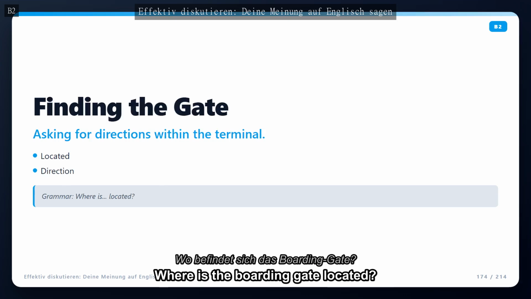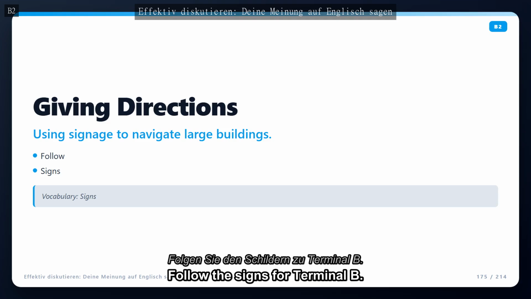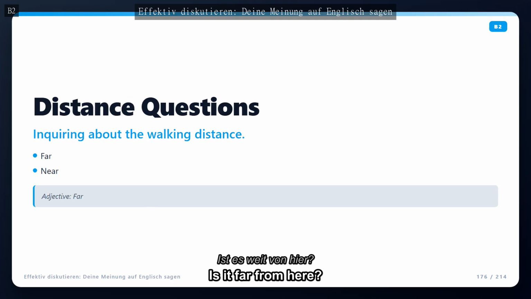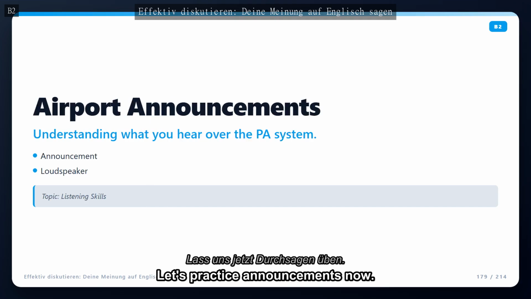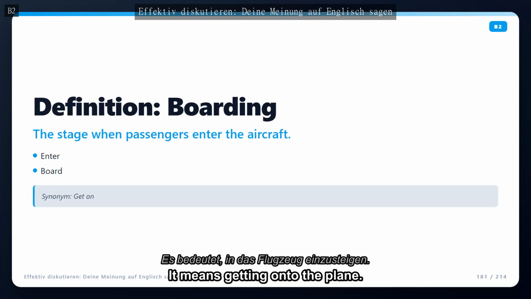Where is the boarding gate located? Follow the signs for Terminal B. Is it far from here? It is a 10-minute walk. I should hurry then. Let's practice announcements now. What does boarding mean? It means getting onto the plane.